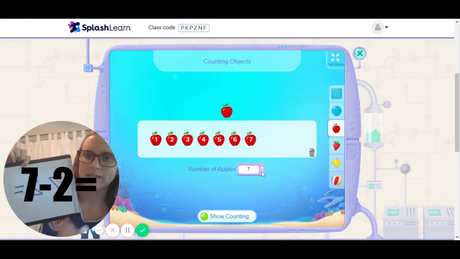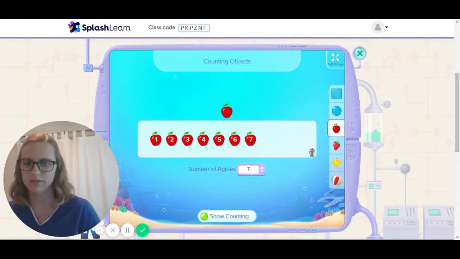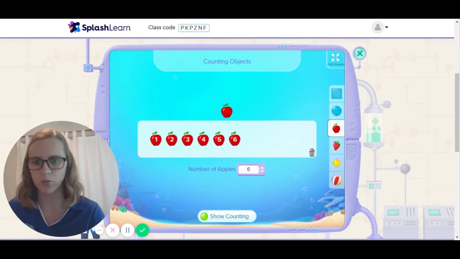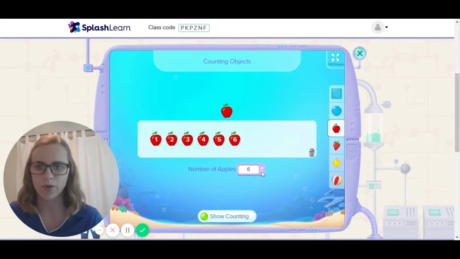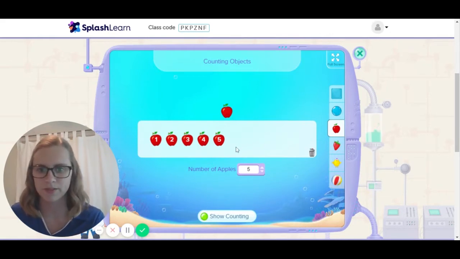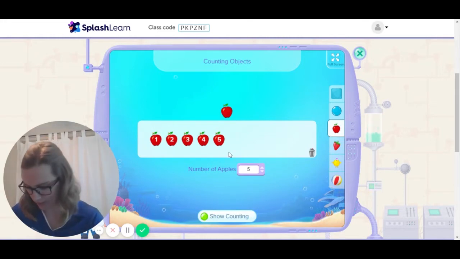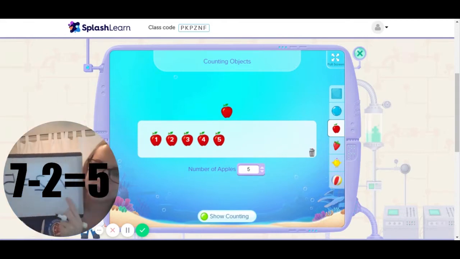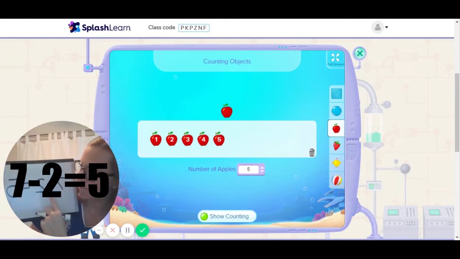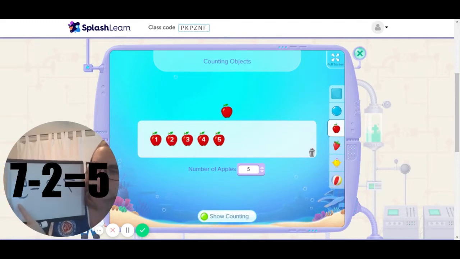So let's go ahead and take one of those away. So I have 7, I took 1 away, and I need to take away 1 more. There we go. So I had 7, I took 2 away, and now how many do I have? I have 5 apples left. So that means 7 minus 2 equals 5.